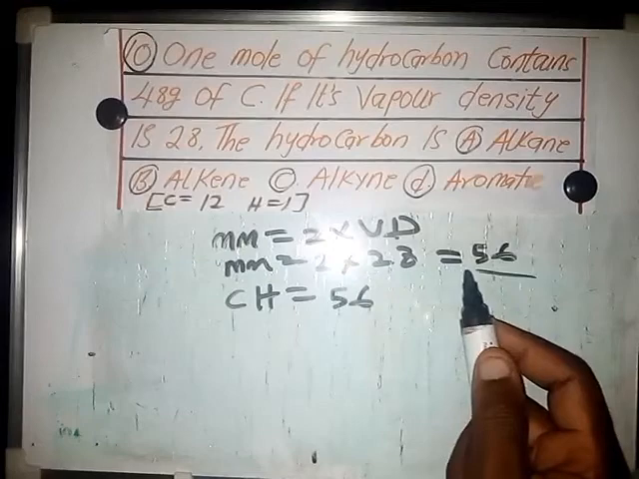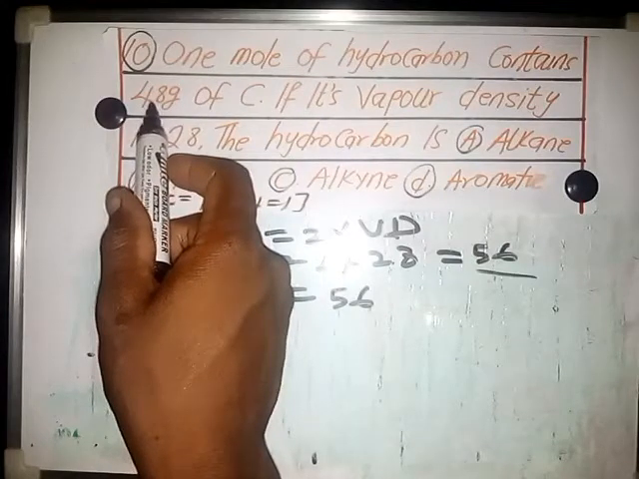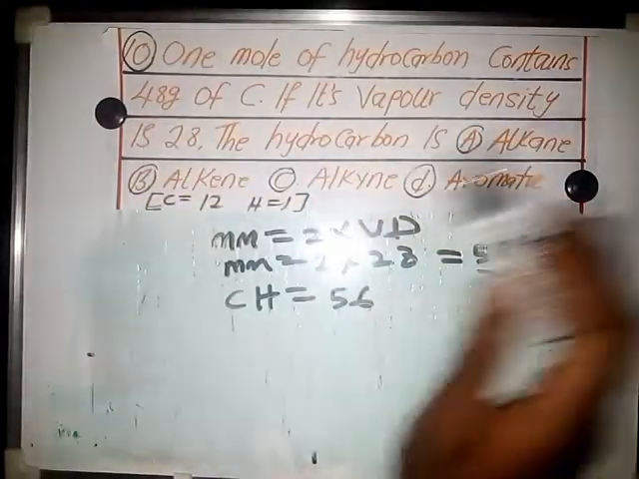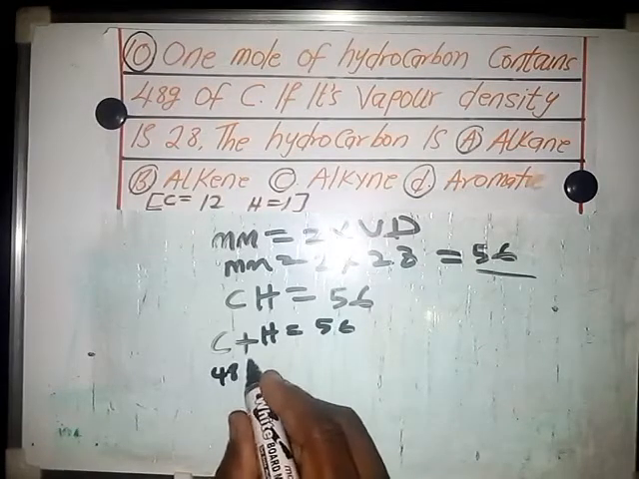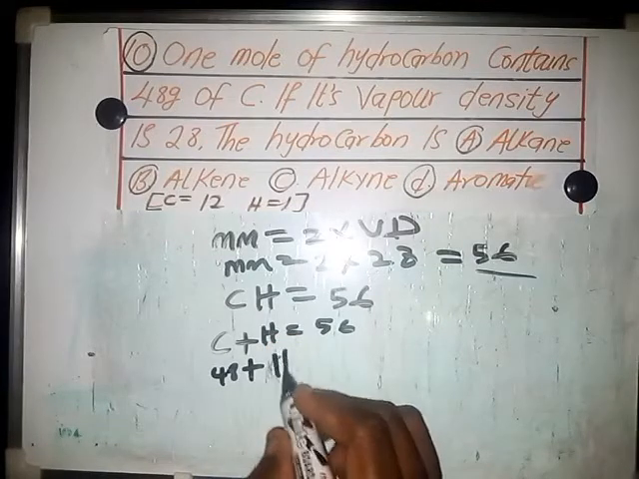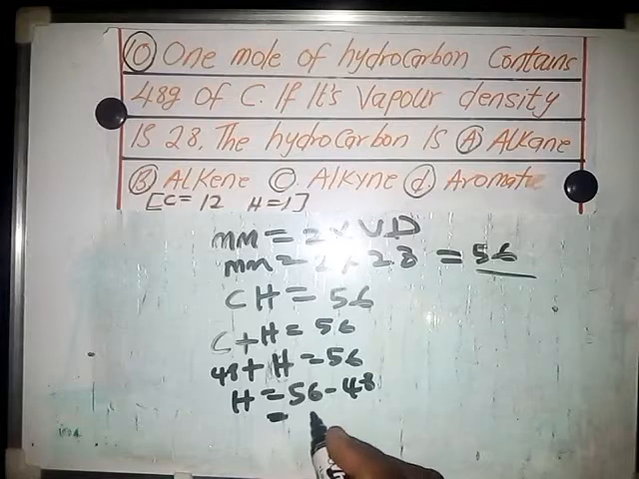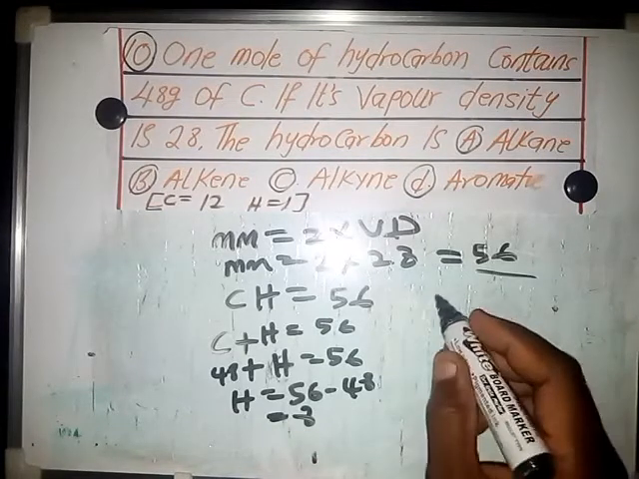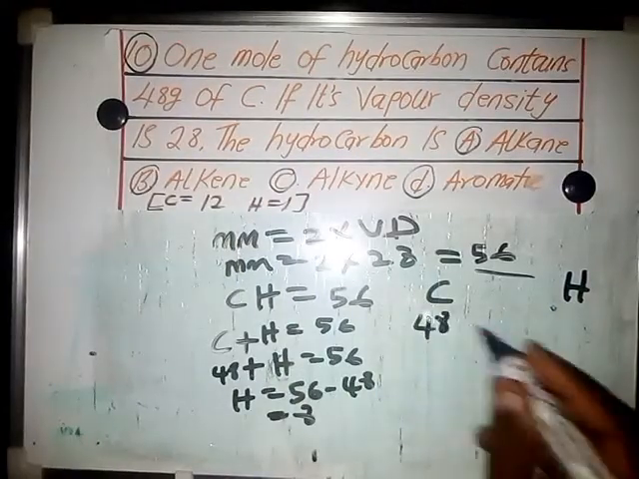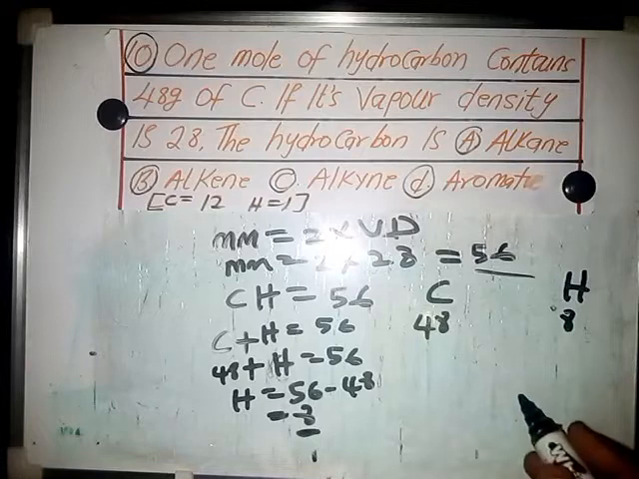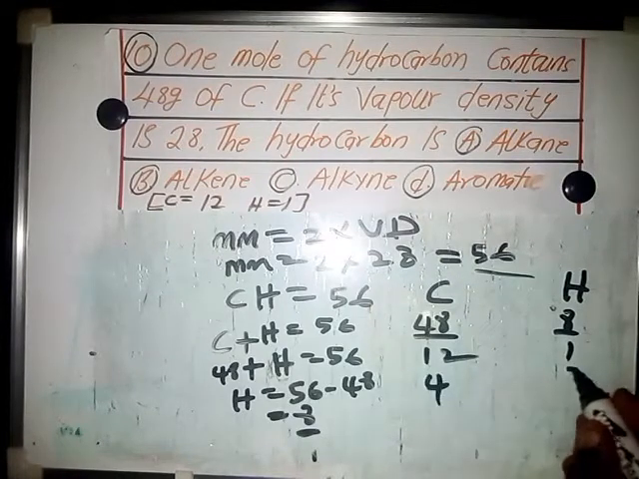So we're given the carbon contains 48. We're not given that for hydrogen. That's C plus H equals 56. 48 plus H equals 56. That is, H should now equal 56 minus 48. H is 8. So you have C and H. C is 48, H is 8. Then divide by the atomic masses. C is 12, H is 1. When you do that, you get 4 here, 8 here.